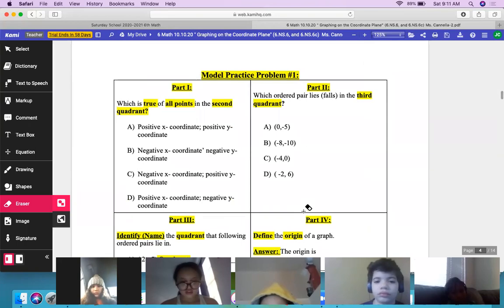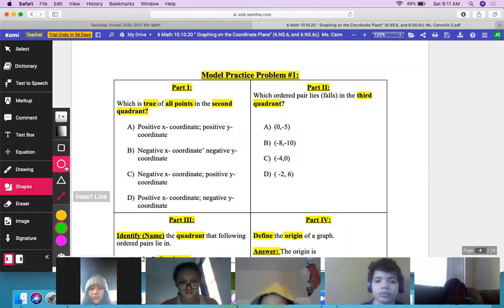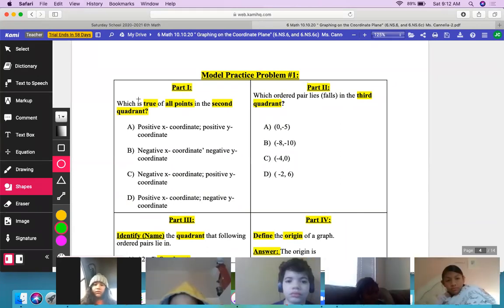All right, model problem 1, Natalie, go. Part 1, read me that problem, please. Oh, she's having trouble. Okay, Leah, help her out. Can you read part 1 for us? Which is true of all points in the second quadrant?